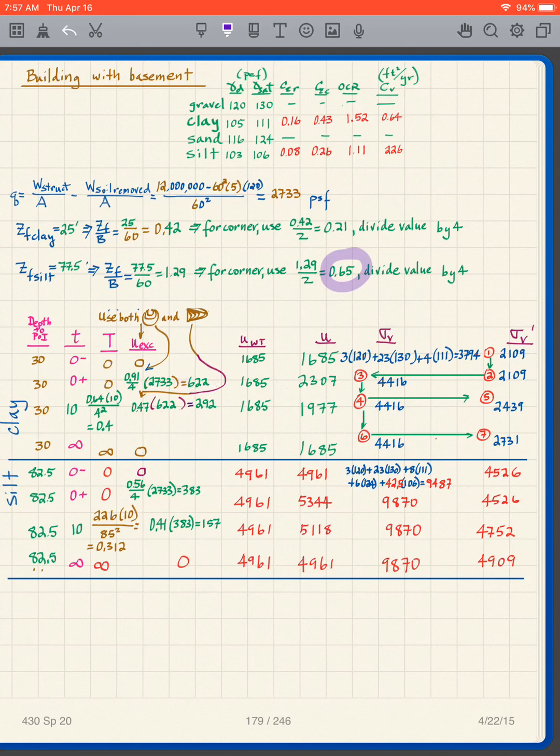And then to get the dissipation with time, I use the pore pressure curves at the value of t, which is 0.4, and notice that in the clay it's double drainage, so we have to use double drainage in the clay.